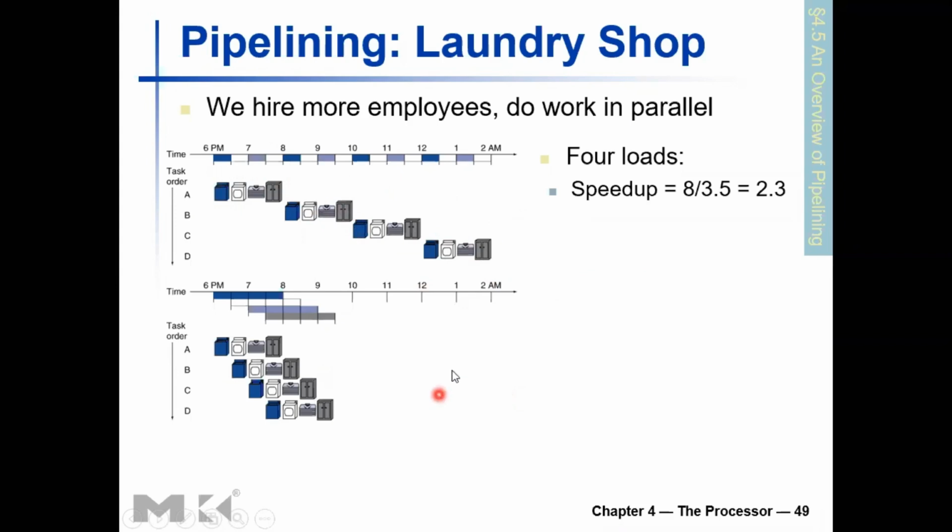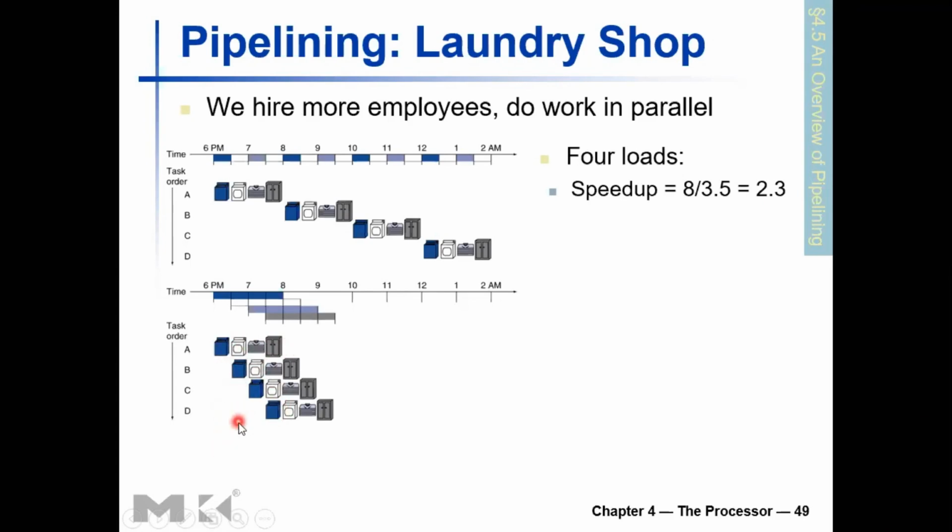Right. So what is the speed up we are achieving in this particular example? In the original non-pipeline version, we have spent 8 hours to complete the 4 loads. In the pipeline version, we have spent 3.5 hours to complete the 4 loads. So the speed up that we have gained is 8 divided by 3.5, which is 2.3. That includes the time that we spend to fill the pipeline, right?